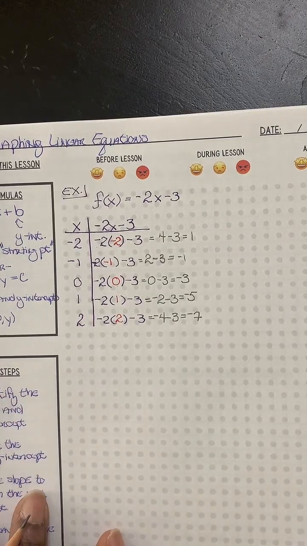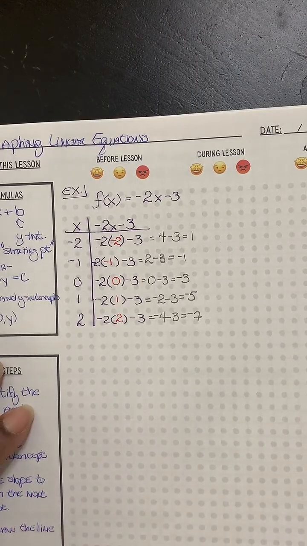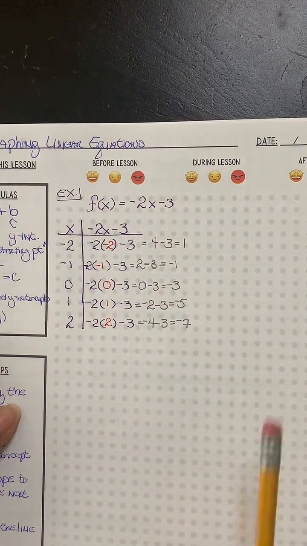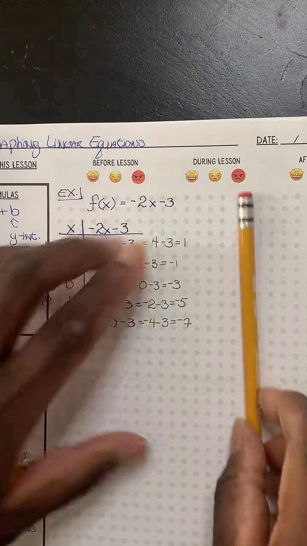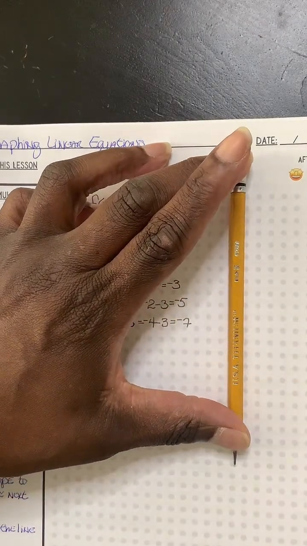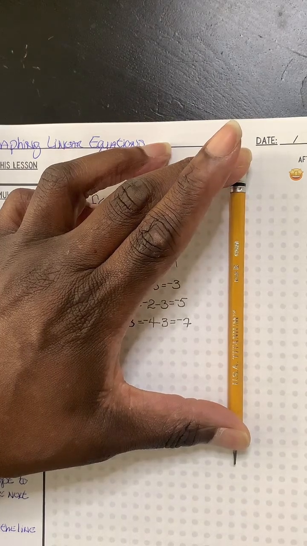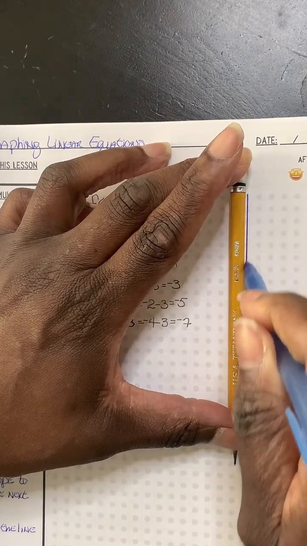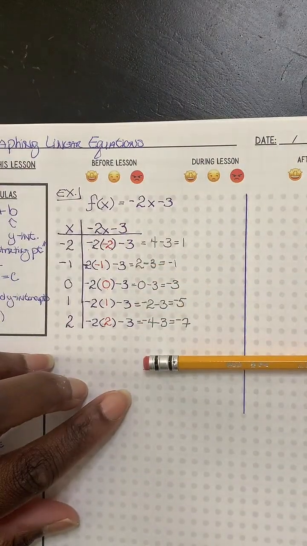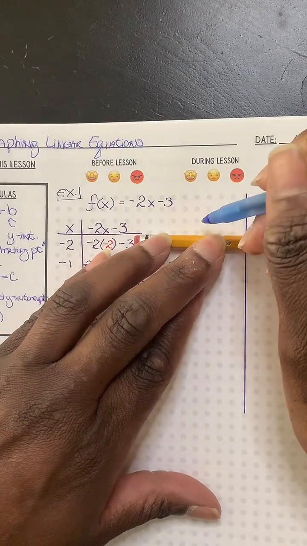Okay, so we just basically found our points that are going to be associated with this line. Since we have a couple negatives, mostly positives, and it looks like the lowest we go is a negative 7, we're probably going to need to come all the way down here. We only have like one positive number, so I'm going to put it up here.